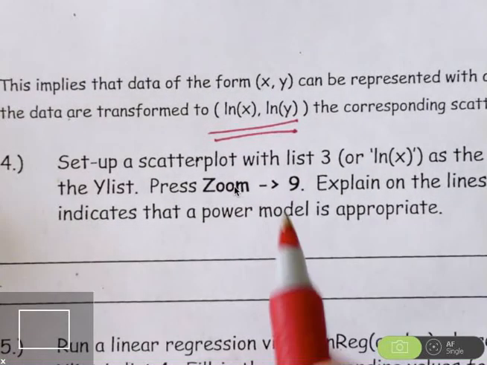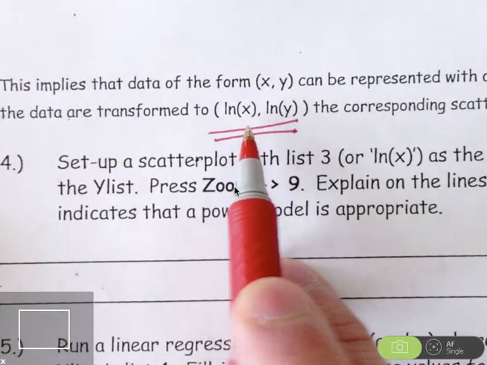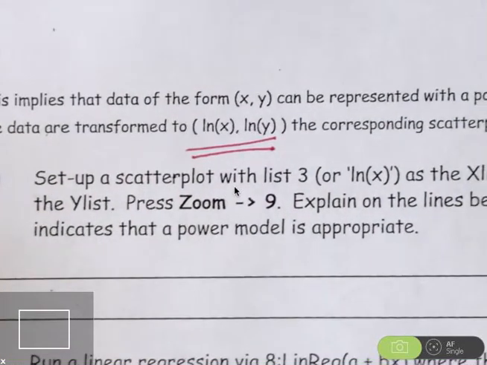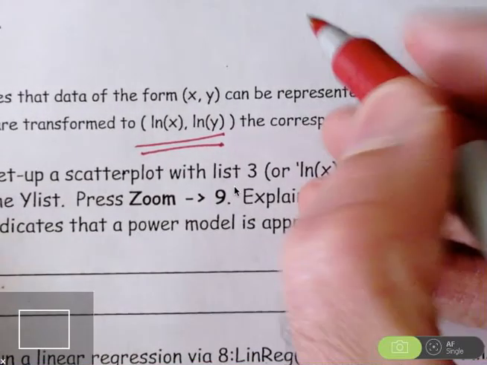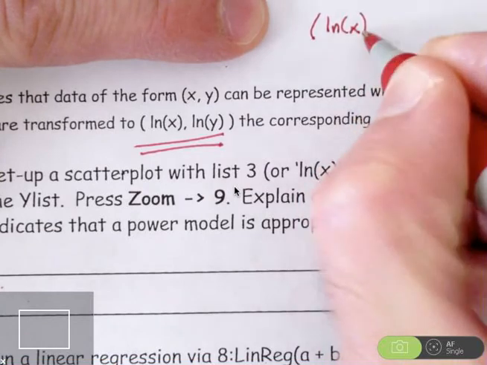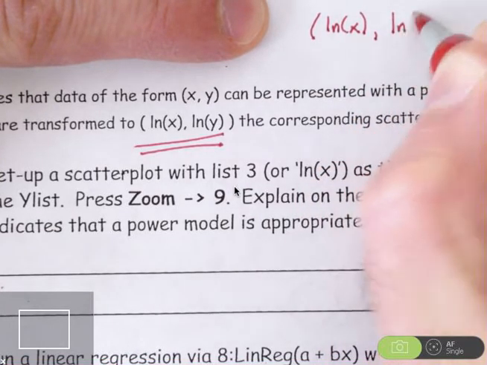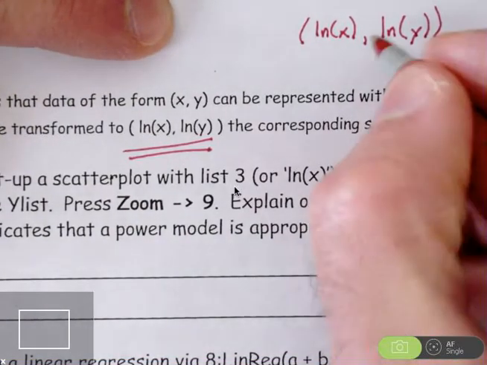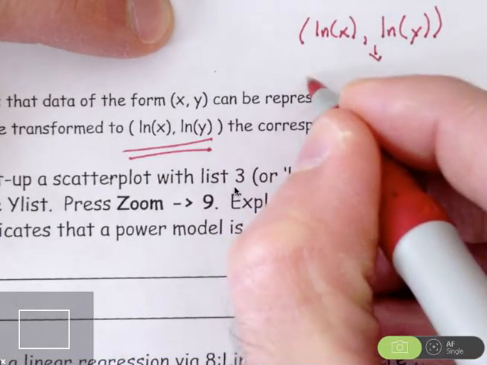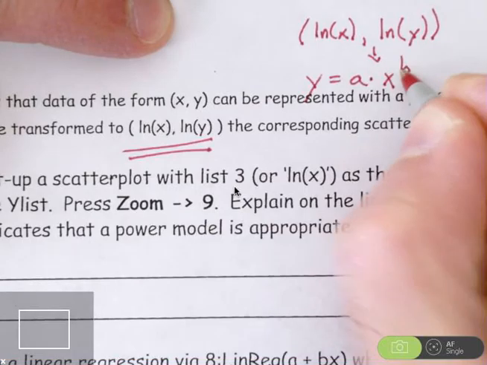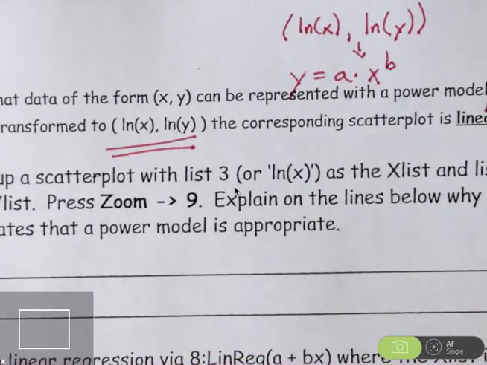We verified that when we take the natural log of x and compare it to the natural log of y, if that is a straight line relationship, then that suggests that the power model is a good fit. So I just want to summarize that briefly. The natural log of x, the explanatory variable, compared to the natural log of y, the response variable, if that's straight, that suggests a power model. Y equals a times x to the power b. That is a power model.